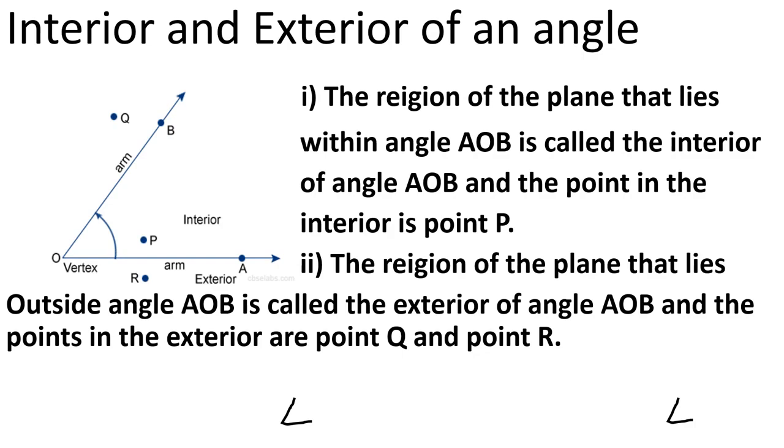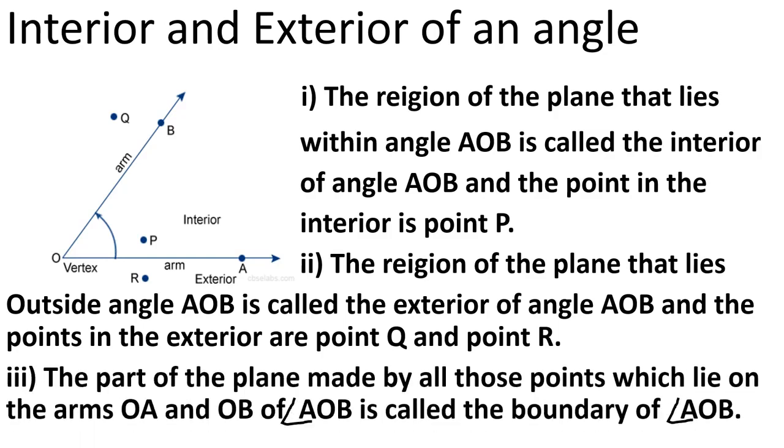The region of the plane that lies outside angle AOB is called the exterior of angle AOB. The points in the exterior are point Q and point R. These two points are outside the angle, so these are the exterior points. See the third point.